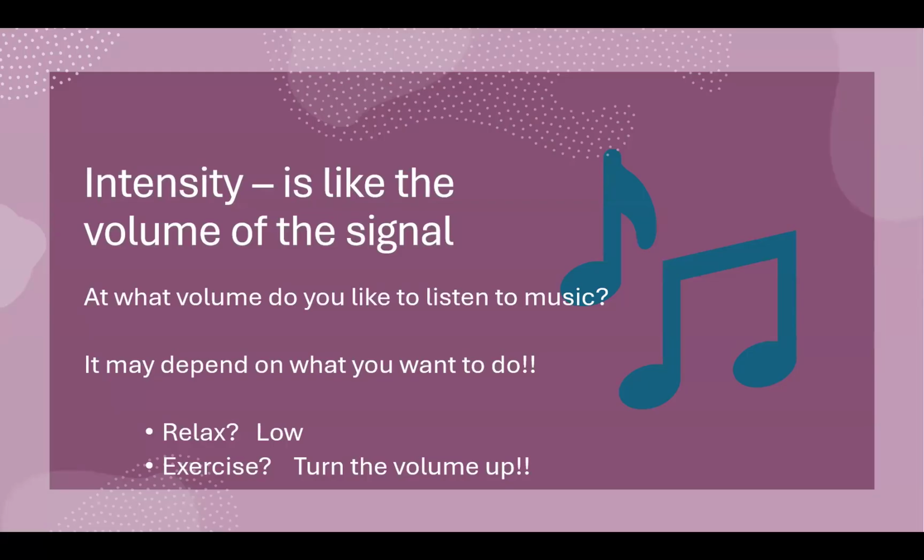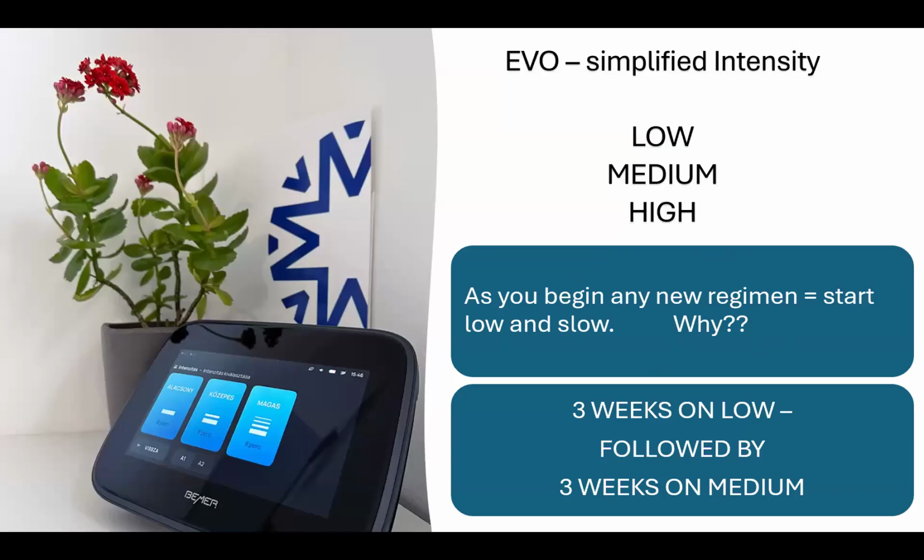So when we think about the intensity on the BEMER, it's the signal. It's really what the volume of the signal is going to be. Okay. Just like the volume of your music. Now, with the new Evo that came out just a couple of years ago, they simplified this whole idea about intensity. With the BEMER Pro that we had for 25 years, there were 10 different intensity levels. Intensity 1 was 3.5 microtesla, and intensity 10 was 35 microtesla. Now, that's a lot to know, a lot to try to figure out.